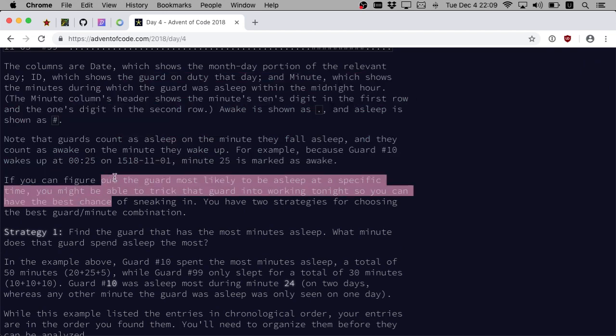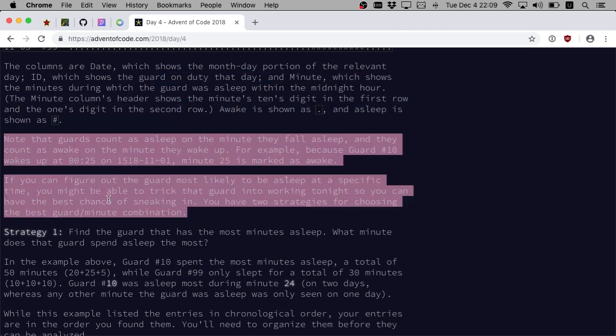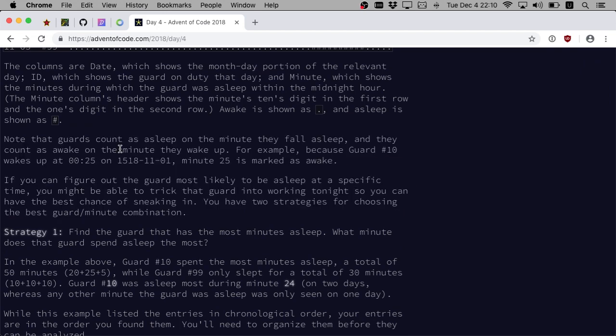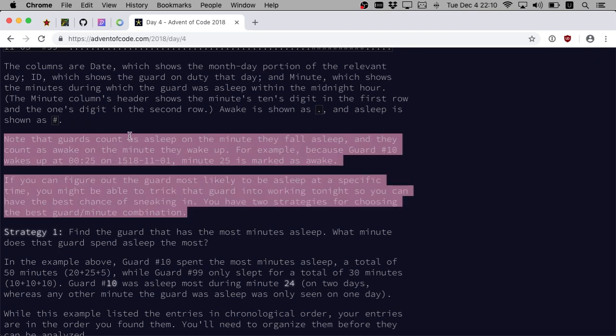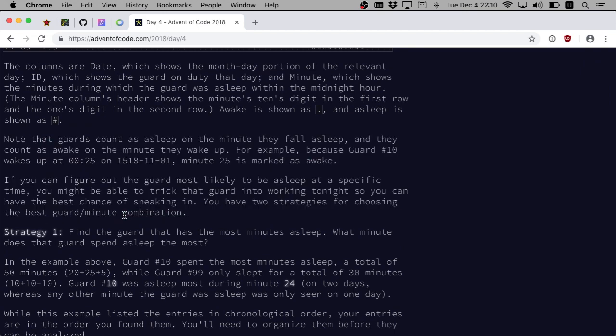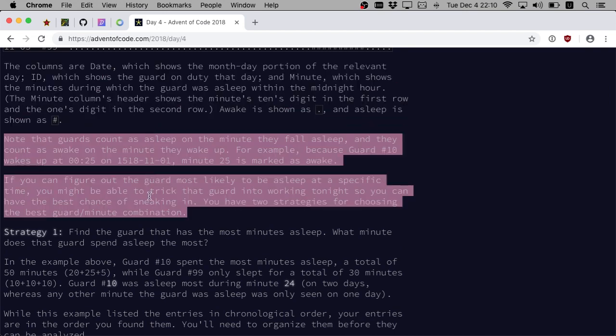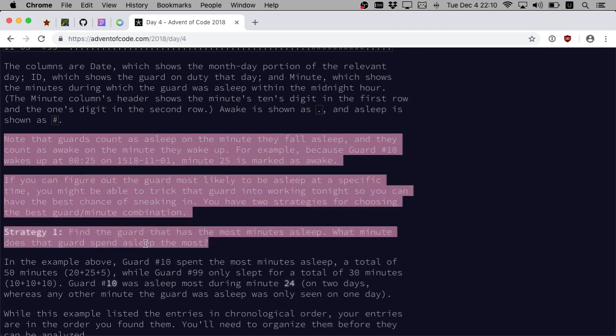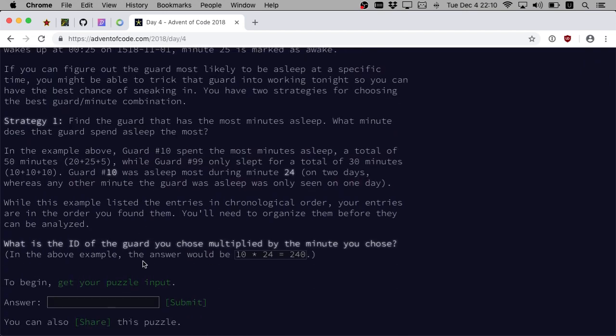Count the sleep on the minute they fall asleep, and they count as awake on the minute they wake up. For example, because Guard wakes up at 25, minute 25 is marked as awake. If you can figure out the guard most likely to be asleep at a specific time, you might be able to trick the guard into working tonight so you can have the best chance of sneaking in. You have two strategies for choosing the best guard-minute combination. Strategy 1: find the guard that has the most minutes asleep. What minute does that guard spend asleep the most?